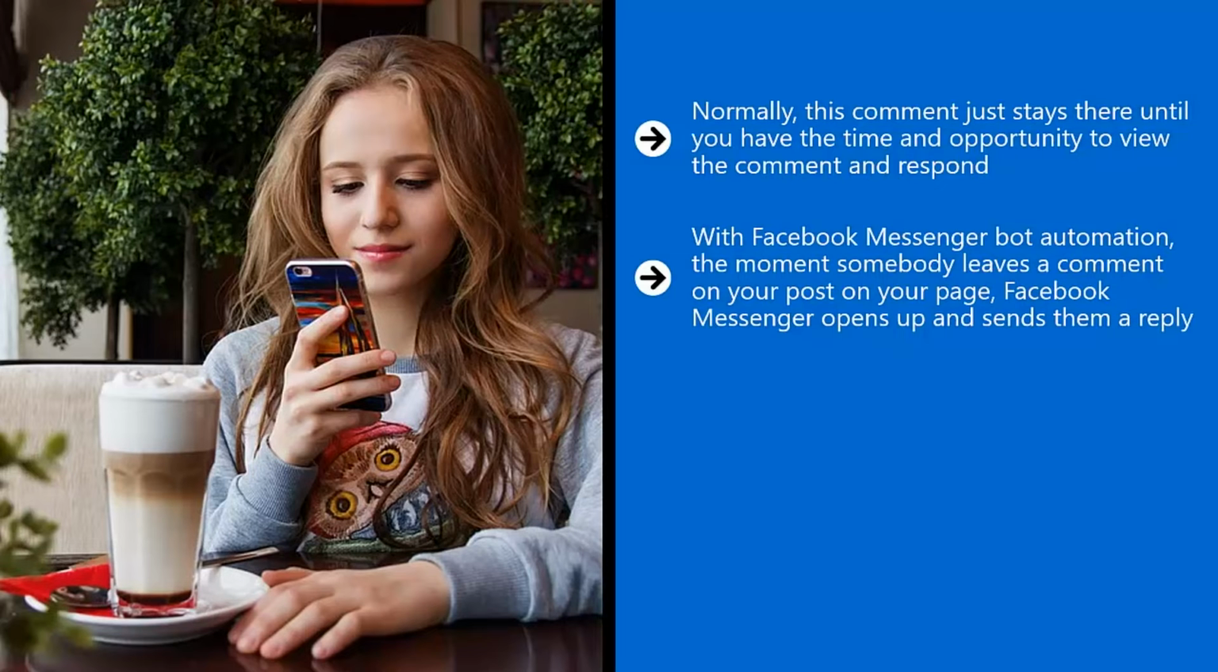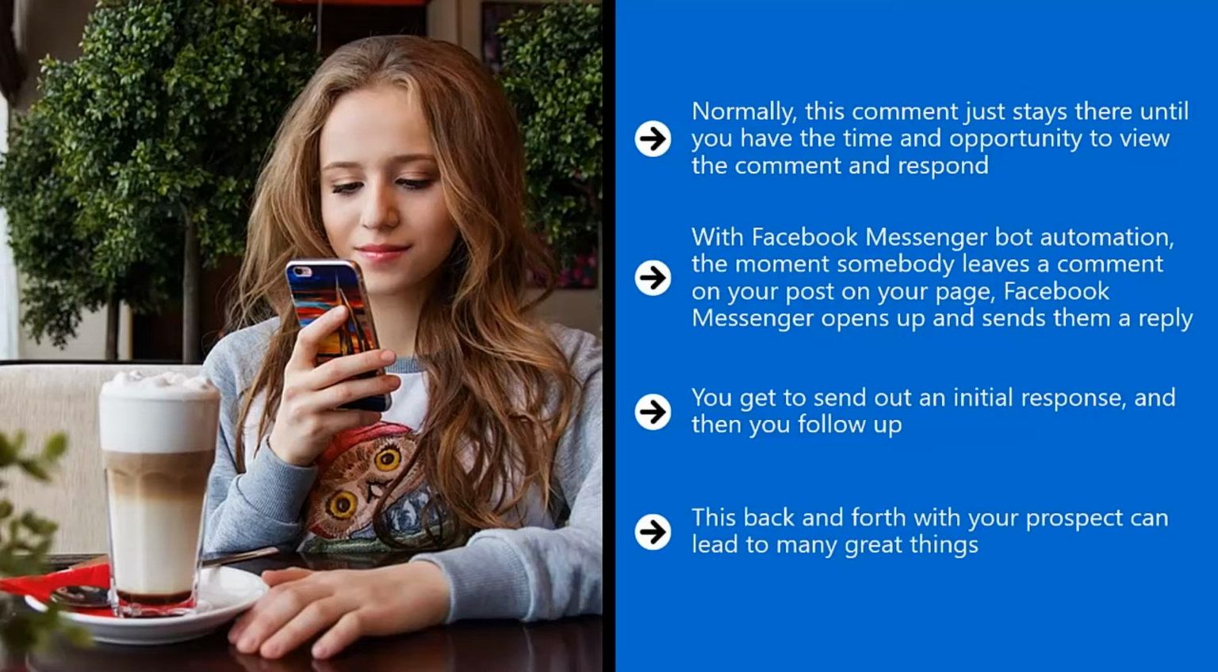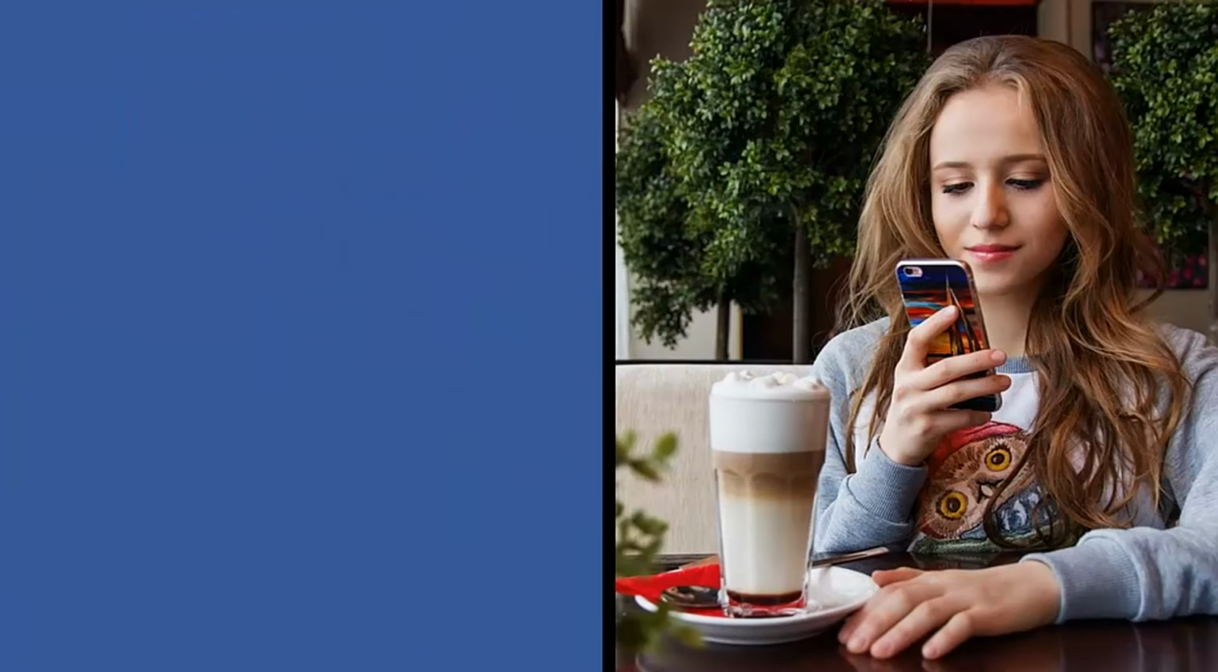Facebook then allows you, within the span of 24 hours, to send another message. You get to send out an initial response, and then you follow up. After this point, if the prospect likes your response, they can then send another inquiry and the process repeats itself over and over again. This back and forth with your prospect can lead to many great things. It could be an opportunity for you to share even more content links with your prospect. It can also lead to that person getting the kind of answers that they need.